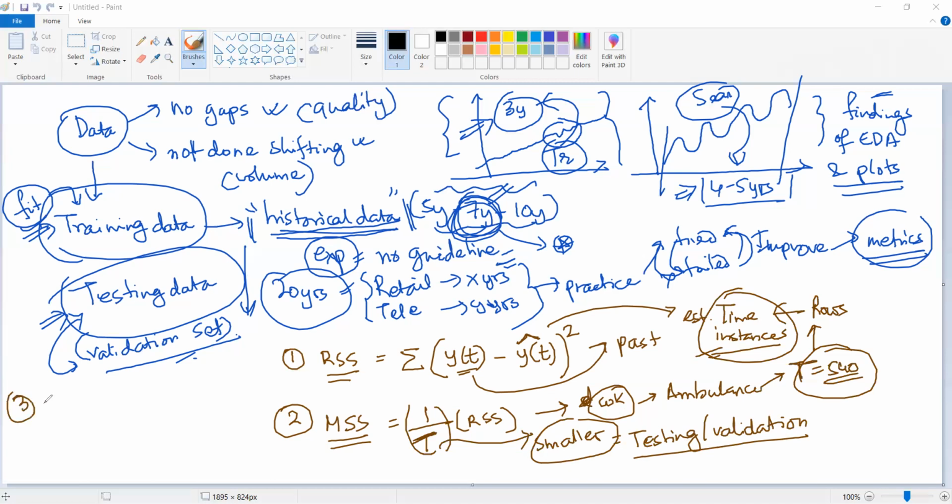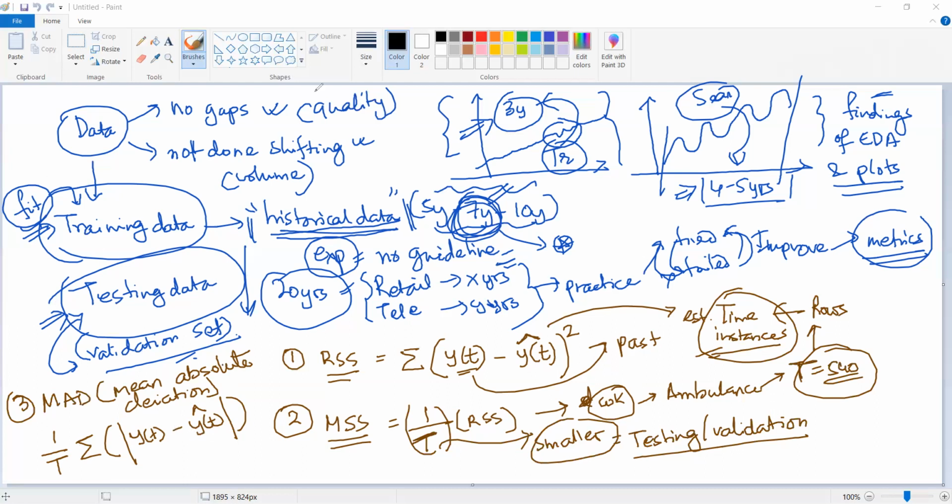Then the third one is MAD, which means mean absolute deviation. It is nothing but 1 by T times the sum of yt minus yt hat, but I'm not going to do a square. Instead, I'm going to take the absolute value. So I'm taking the mean of the sum of absolute values: mean absolute deviation.